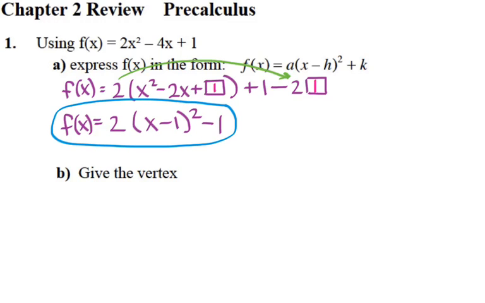Now standard form I also like to call vertex form because you can get the vertex just by looking at the equation. So your x-coordinate comes from the opposite of what's inside the parenthesis, and your y-coordinate comes from what's on the outside. So my vertex is at 1, negative 1.